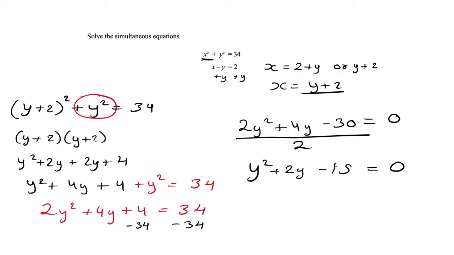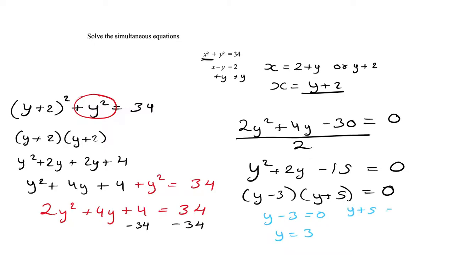So we need two numbers which multiply to negative 15 and sum to positive 2. So we have negative 3 and 5. So we have y minus 3 and y plus 5, and that's equal to 0. We can make these both equal to 0 and solve. Y minus 3 is equal to 0, so y is going to be 3. Y plus 5 is equal to 0, so y is equal to negative 5. So these are our two values for y.